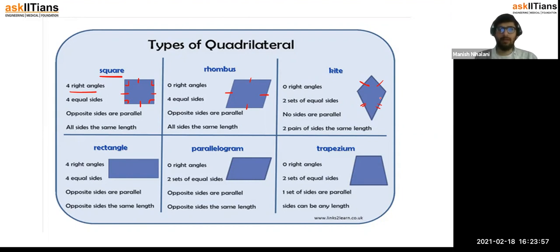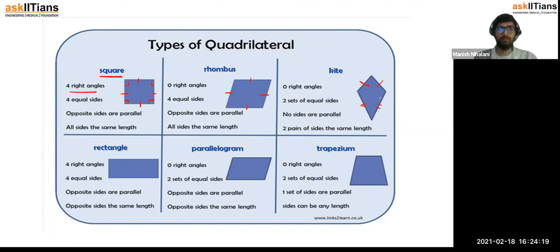Kite matlab patang, right? We have been celebrating in India during Makar Sankranti, and there is a kite festival in the month of January, right? So along with it comes Lori and other festivals. So this is what kite is. These are the properties, that two pairs of equal sides are of the same length.